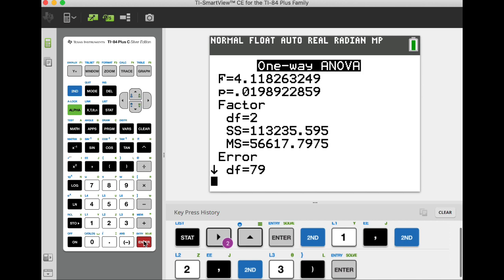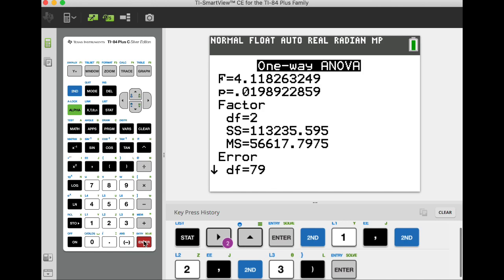And then you can also go down. MS between, the answer for number 9, that's MS1. Take a look at your calculator. You have 56617.7975. In what we got for number 9, we had 56575.72. So they are close to each other. There's a difference again because our calculator didn't do any rounding.